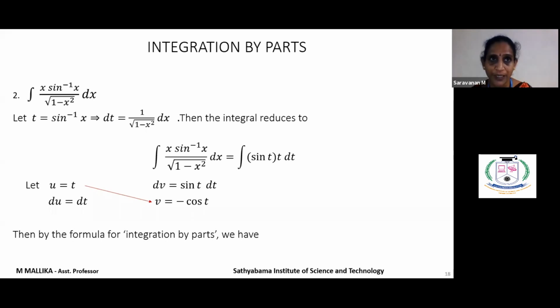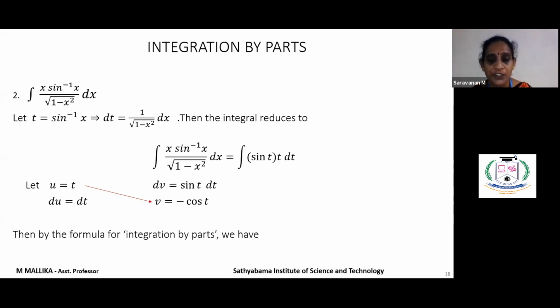Now how will I integrate this t into sine t? I don't have a direct formula. Again, I cannot go in for substitution. I cannot use partial fractions. So how can I solve this? I can solve this only by means of integration by parts. So I have a product of two functions. What are the functions I have there? One is t, another one is sine t.